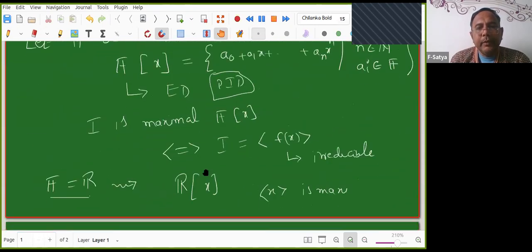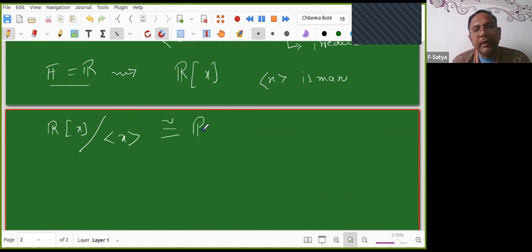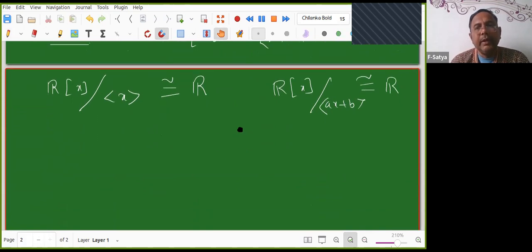Right, okay. So this is a maximal ideal. So why is it maximal? Because R[x] by the ideal generated by x is isomorphic to R, right? In fact, what happens is that R[x] by any polynomial ax plus b is isomorphic to R. So these are all irreducible polynomials, right?